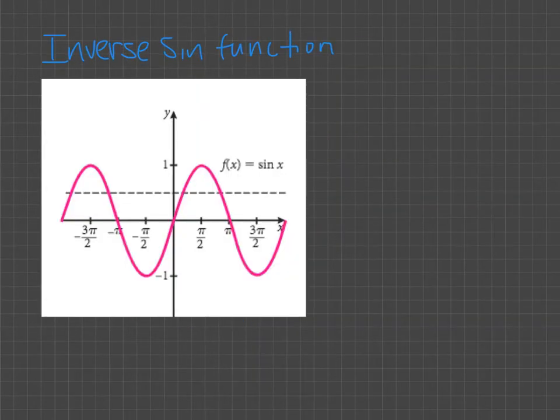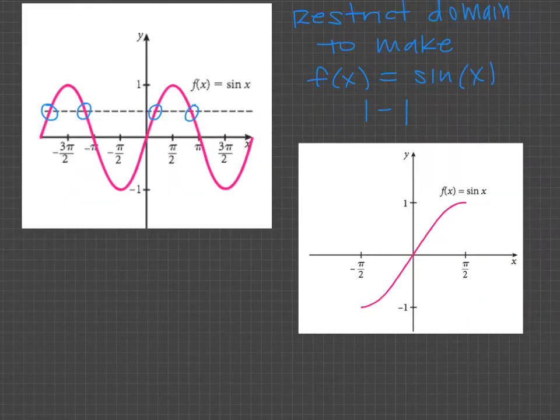Now let's look at the inverse sine function. Here's a graph of the sine function, and we can see that just like the cosine function, it is not one-to-one. We've got a horizontal line crossing at multiple places. So we need to restrict the domain. We will restrict the domain to angle measures of negative pi over 2 to positive pi over 2. Now it will pass the horizontal line test, be one-to-one, and have an inverse.